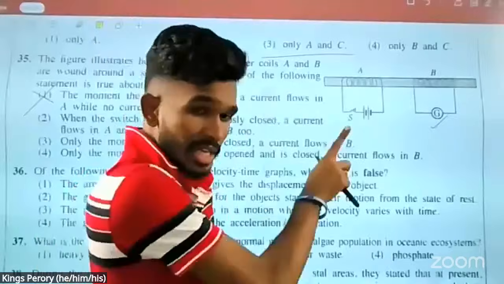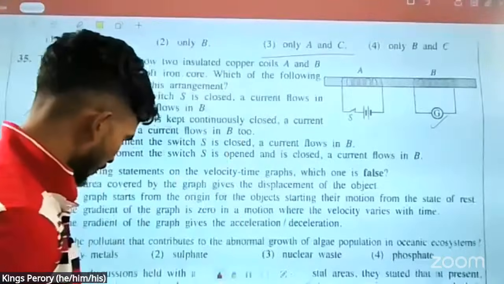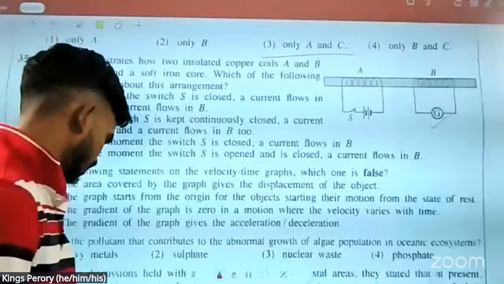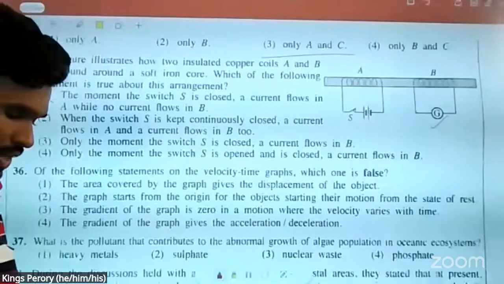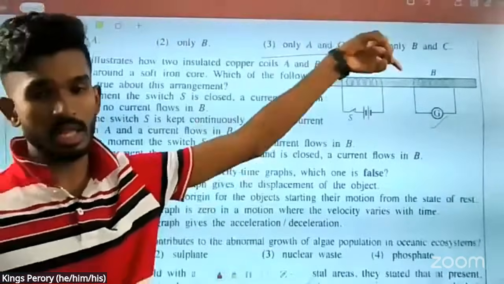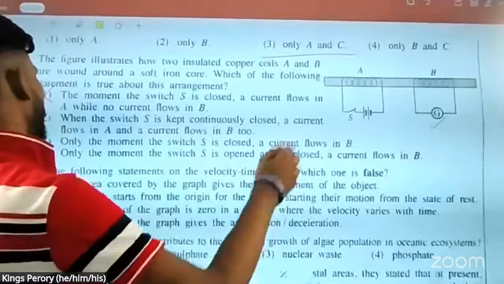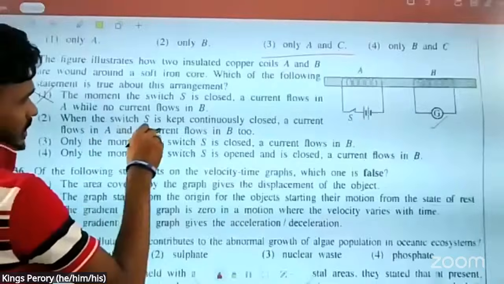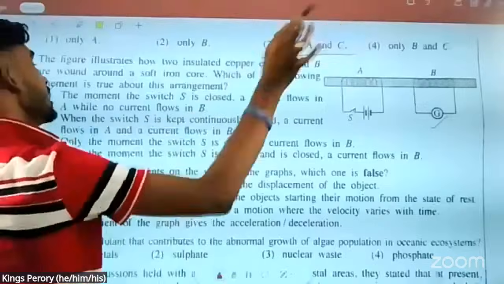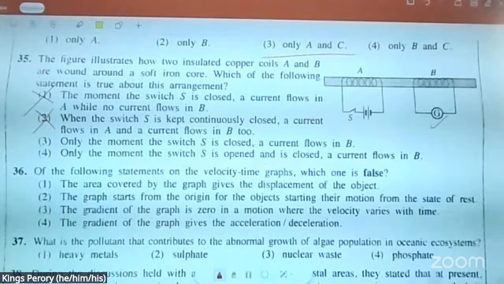Second one: when the switch is kept continuously closed, it gives a constant current, not a variable current. If there's constant current, will there be a current in B or no current in B? No current in B. Now what is the second statement telling? When the switch is kept continuously closed, a current flows in A and a current flows in B too. In A there will be current, in B no current. Second one wrong.